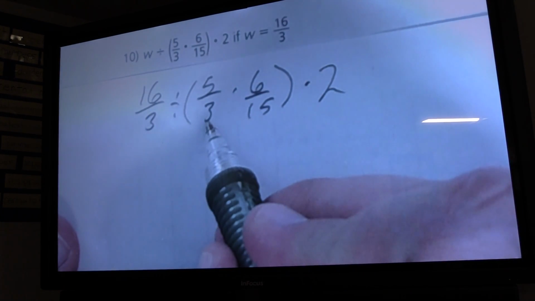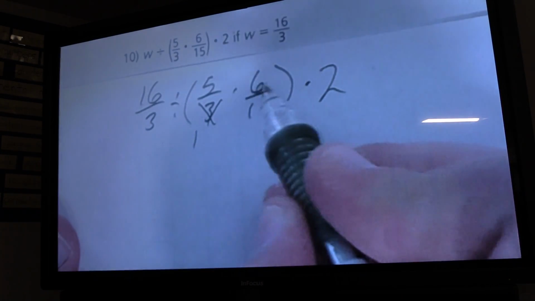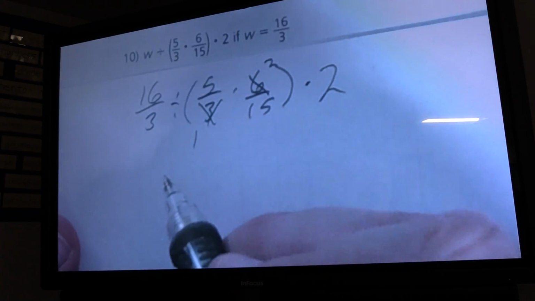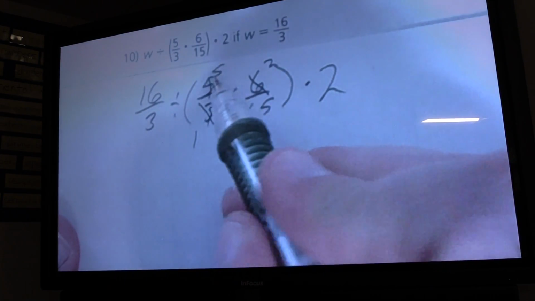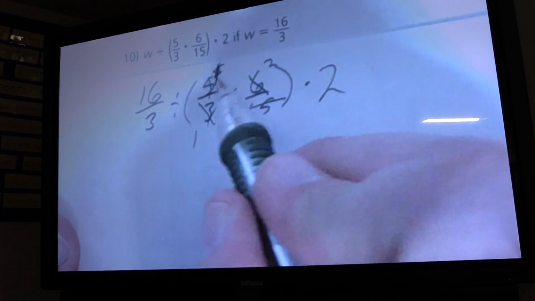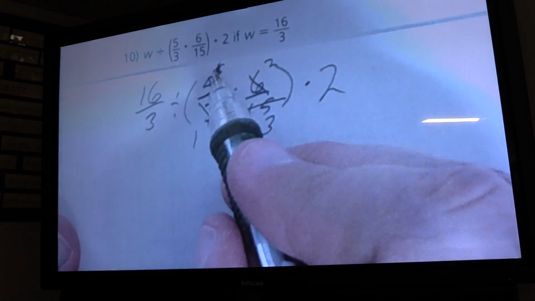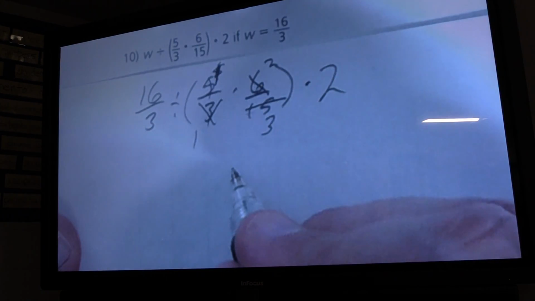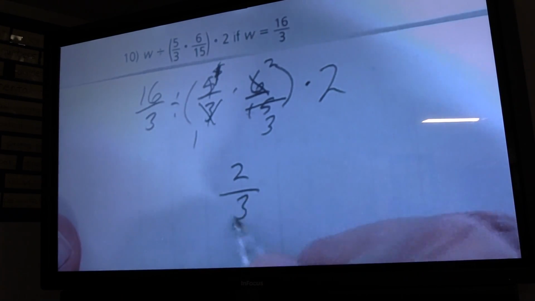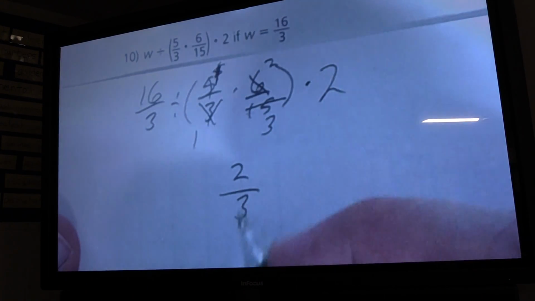I know that 3 is the greatest common factor of 3 and 6. So there's 1 group of 3 and 3, and there are 2 groups of 3 in 6. For 5 and 15, the greatest common factor would be 5. I'm sorry, there's 1 group of 5 in 5, and there'll be 3 groups of 5 in 15. So 1 times 2 will give us 2, and 1 times 3 gives us 3. So 5/3 times 6/15 gives us 2/3.